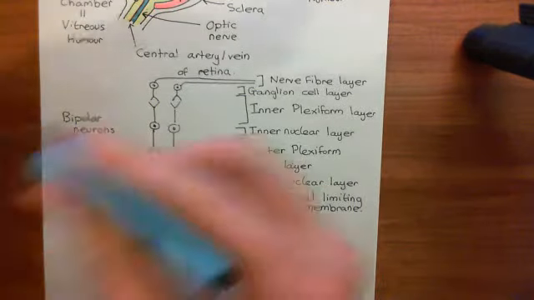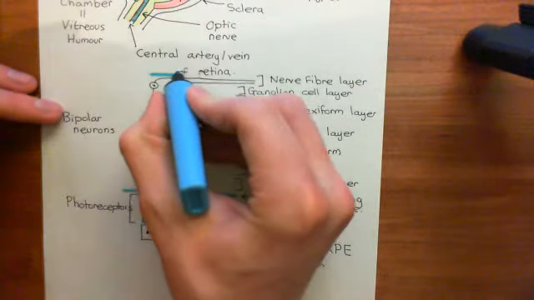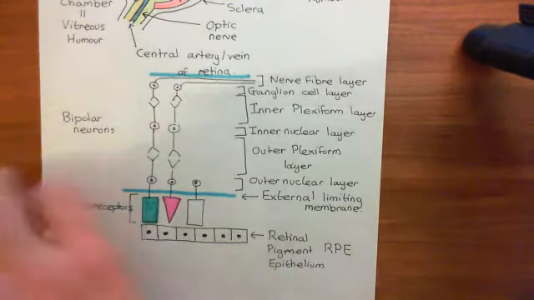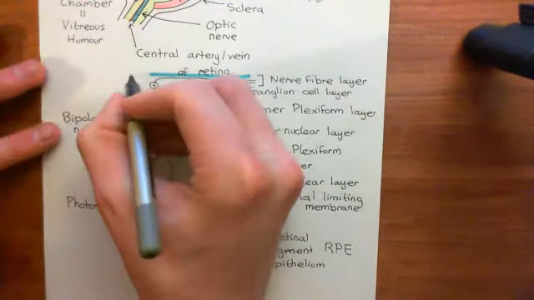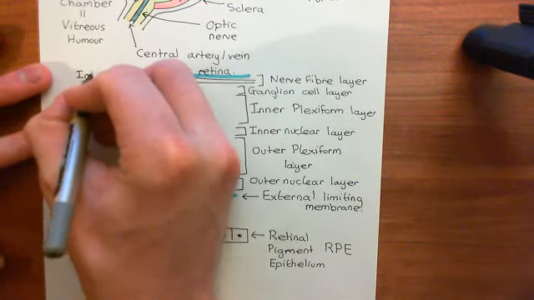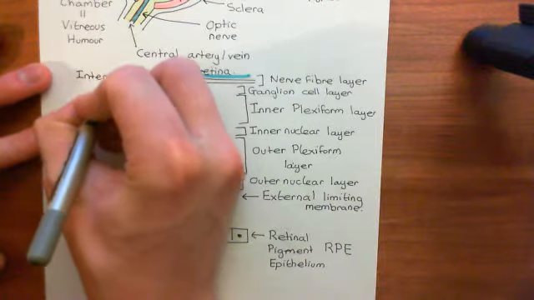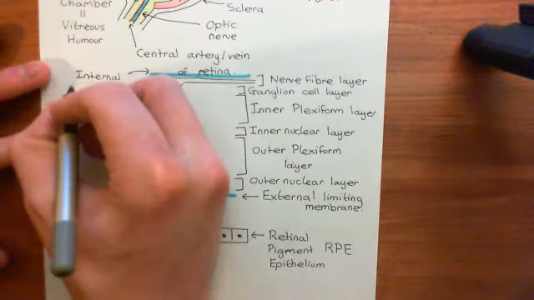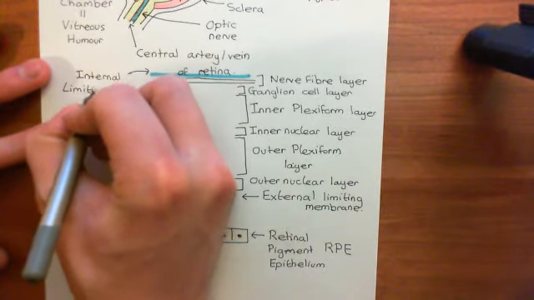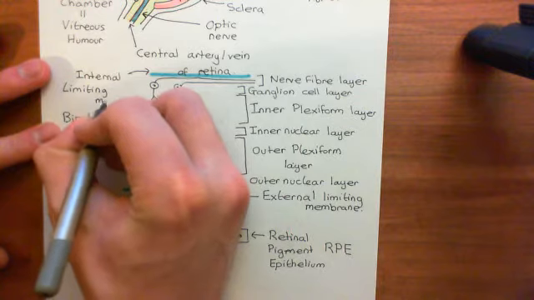Then, over the top of the nerve fiber layer, you have the internal limiting membrane, which demarcates the beginning of the vitreous chamber. So this is the internal limiting membrane. And that now explains why this membrane, which was far more peripheral, was called the external limiting membrane.